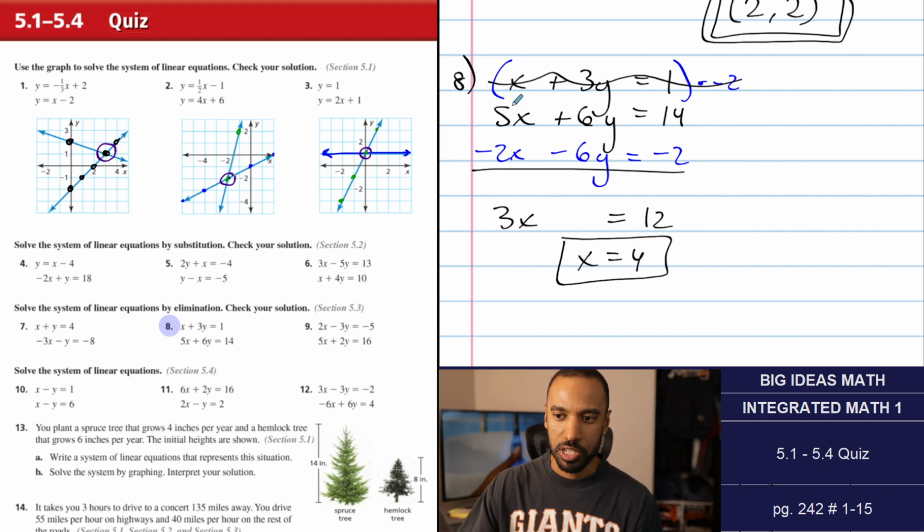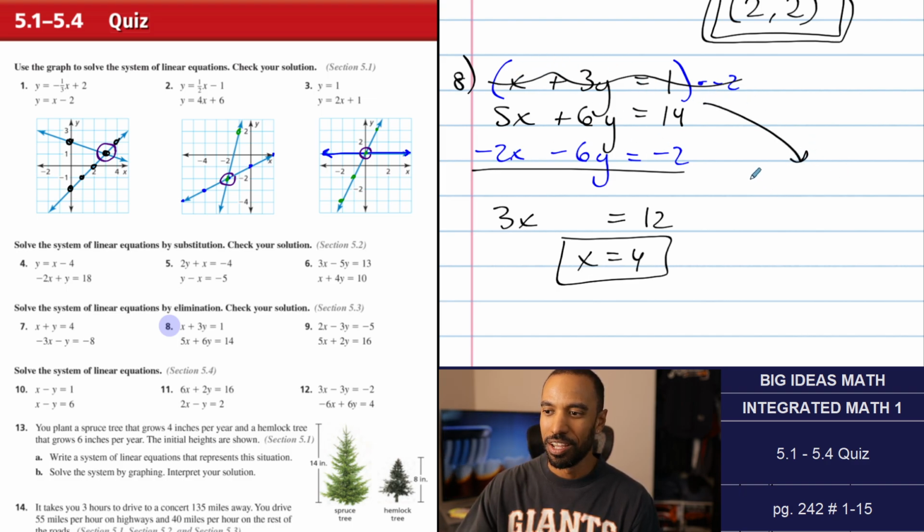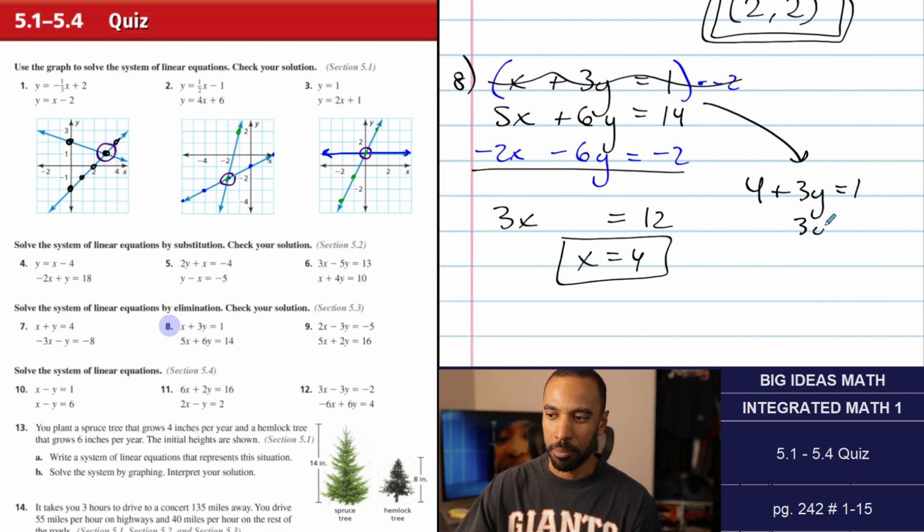In terms of solving for y, you can substitute in any of these three equations that you have. I like the top equation that I crossed out. 4 plus 3y equals 1 has the most small numbers. Subtract 4, divide by 3, you get y equals negative 1.